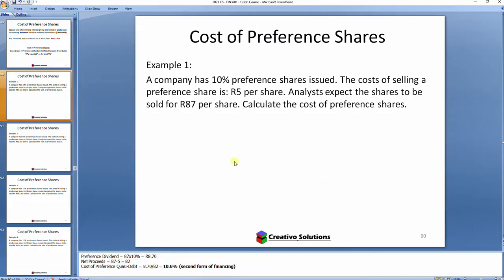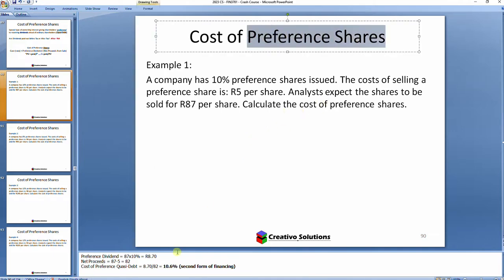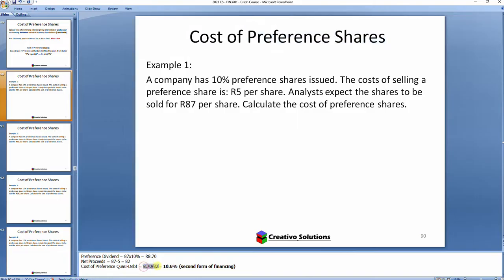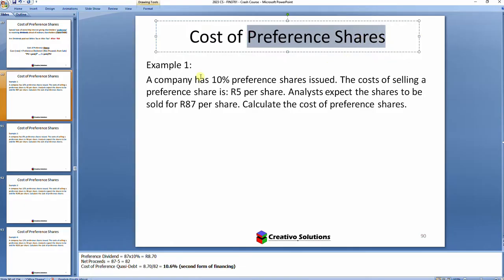Okay, so if you're looking at the cost of this particular financing, the cost of pref shares would be 8 Rand 70 divided by 82, which is actually 10.6%. Okay, and remember, this is another form of financing. It's a second form of financing. It's pref shares. It's a different form of financing.